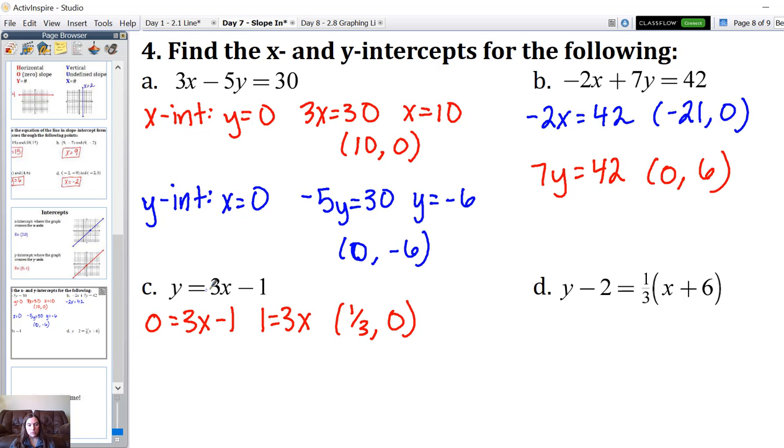To find the y-intercept, we're plugging in 0 for x. So we have y equals negative 1, and there's nothing to do there. So we're at 0, negative 1 for our y-intercept.